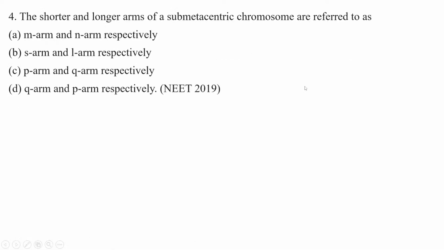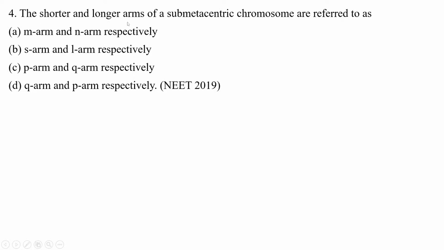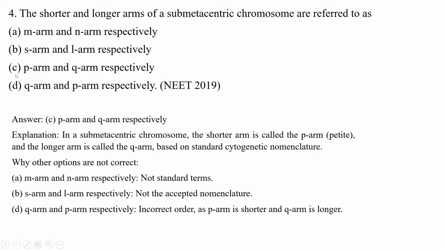So the next question: the shorter and longer arms of a submetacentric chromosome are referred to as. 4 options are given, so you have to choose the correct answer. The correct answer is option C, P arm and Q arm respectively. In submetacentric chromosomes, the shorter arm is called the P arm, and the longer arm is called the Q arm, based on the standard cytogenetic nomenclature. The other options are not standard, and are not relevant to the naming of the arms of the chromosome. So that's why option C is the correct answer. So let's move to the next question.